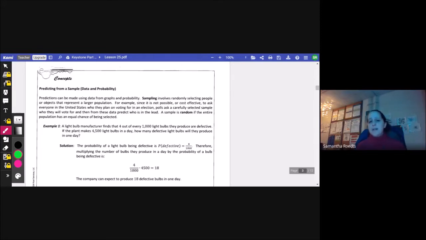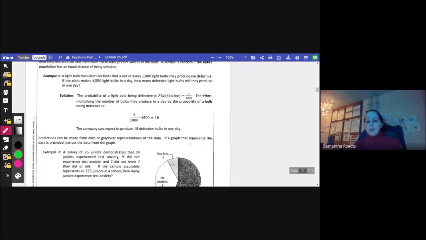Okay, so therefore, multiplying the number of bulbs they produce in a day by that probability of a bulb being defective, 4 over 1,000 times 4,500 equals 18. So the company can expect to produce about 18 defective light bulbs in one day. Predictions can be made from data or graphical representations of the data. If a graph that represents the data is provided, extract the data from the graph.